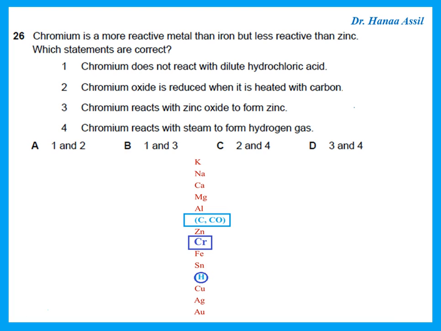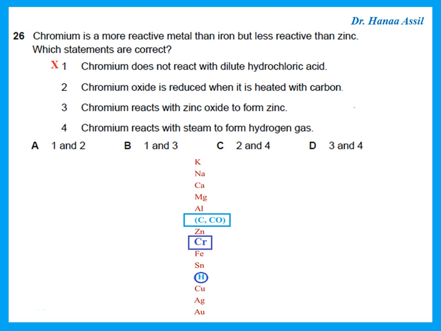Chromium is a more reactive metal than iron, but less reactive than zinc. So if I put chromium in the electrochemical series, he's saying it is more reactive than iron, so it's above iron, less reactive than zinc, so it's below zinc. Which statements are correct? So chromium in that position. He says chromium does not react with acid. No, you should realize that in that position it is above hydrogen, so it should react with acid.